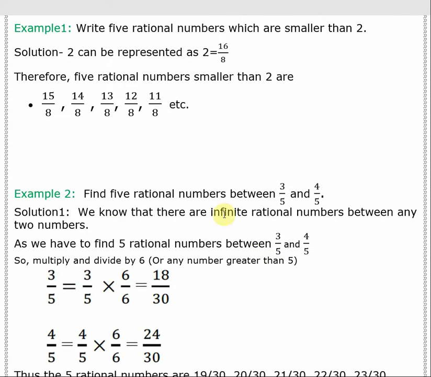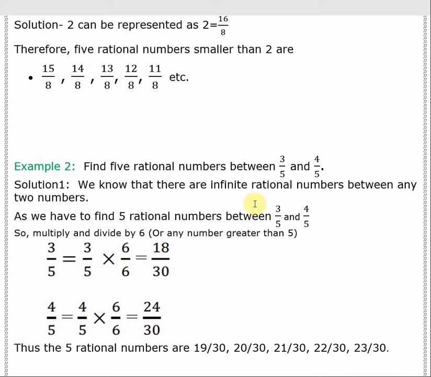Next, go to another sum. In this, find 5 rational numbers between 3 by 5 and 4 by 5. So here are the two fractions given, 3 by 5 and 4 by 5. We have to find out 5 rational numbers in between them. Let's see how it is done.